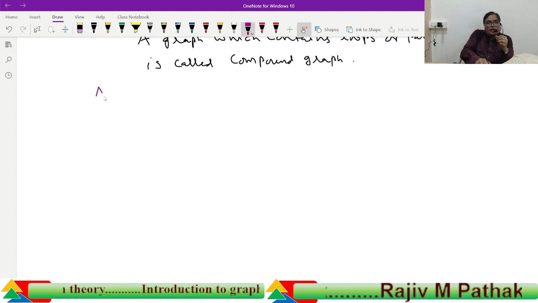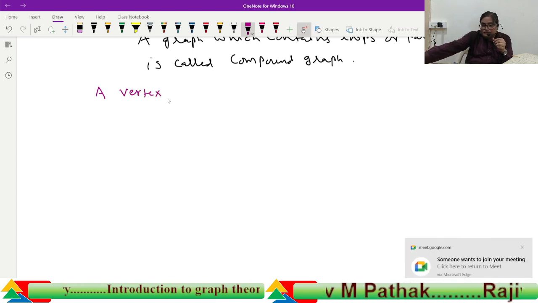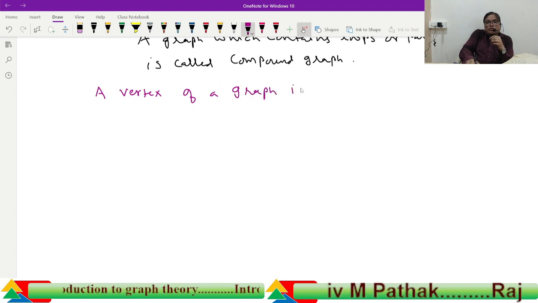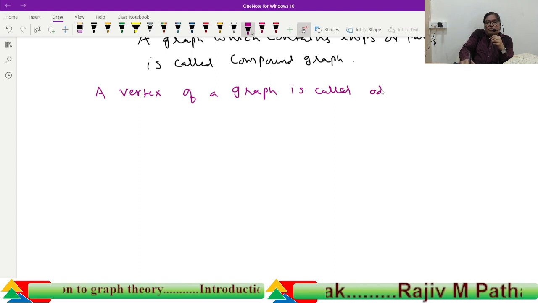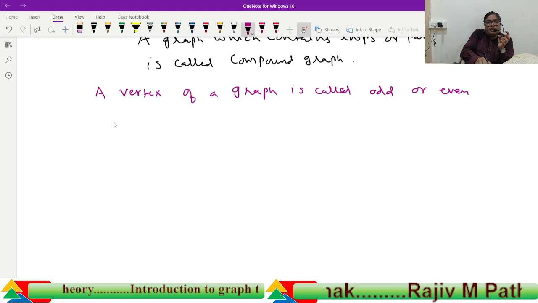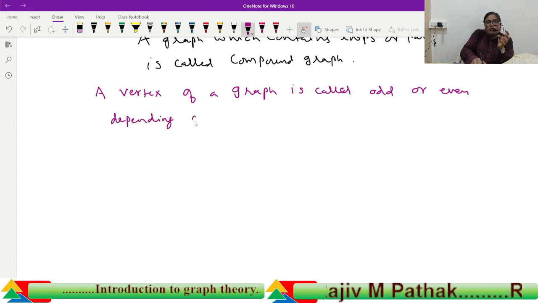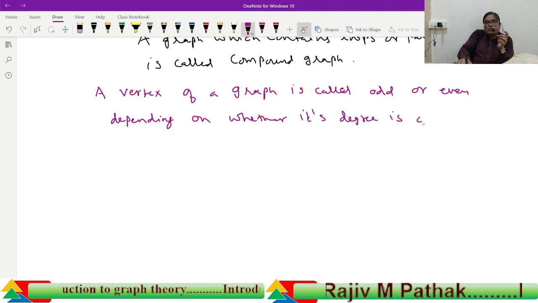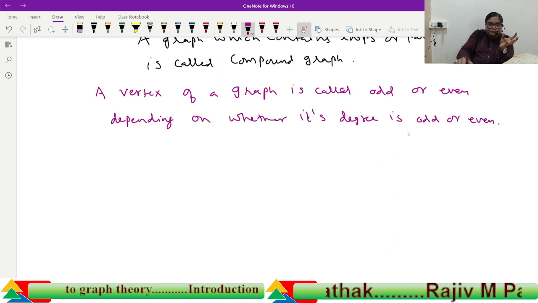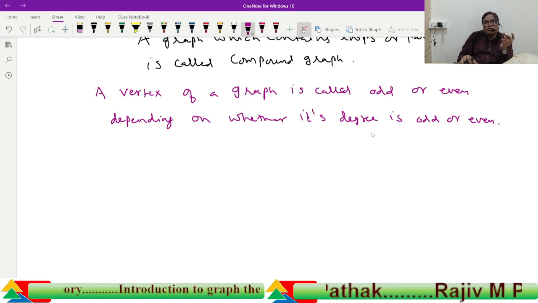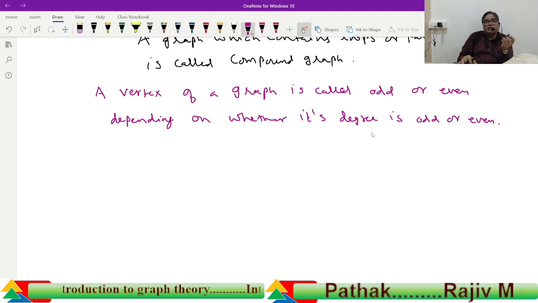A vertex of a graph is called odd or even depending on whether its degree is odd or even. So if you want to check which vertex of a graph is an even vertex and which vertex is an odd vertex, what we generally do is find the degree of each vertex. A vertex is even if its degree is an even number. A vertex is odd if its degree is an odd number.